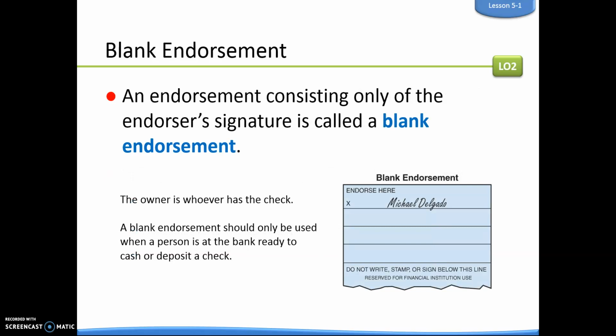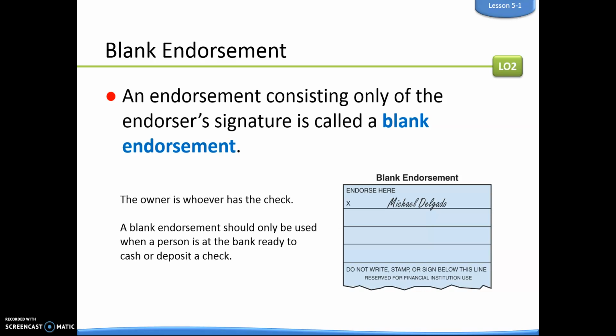The blank endorsement is an endorsement that consists only of the endorser's signature. So when a check is made out to Michael Delgado, what Michael does is Michael signs the back of the check with his first and last name, and then that essentially turns the check into cash. And for that reason, a blank endorsement should only be used when a person is literally at the bank teller window and ready to transfer ownership.